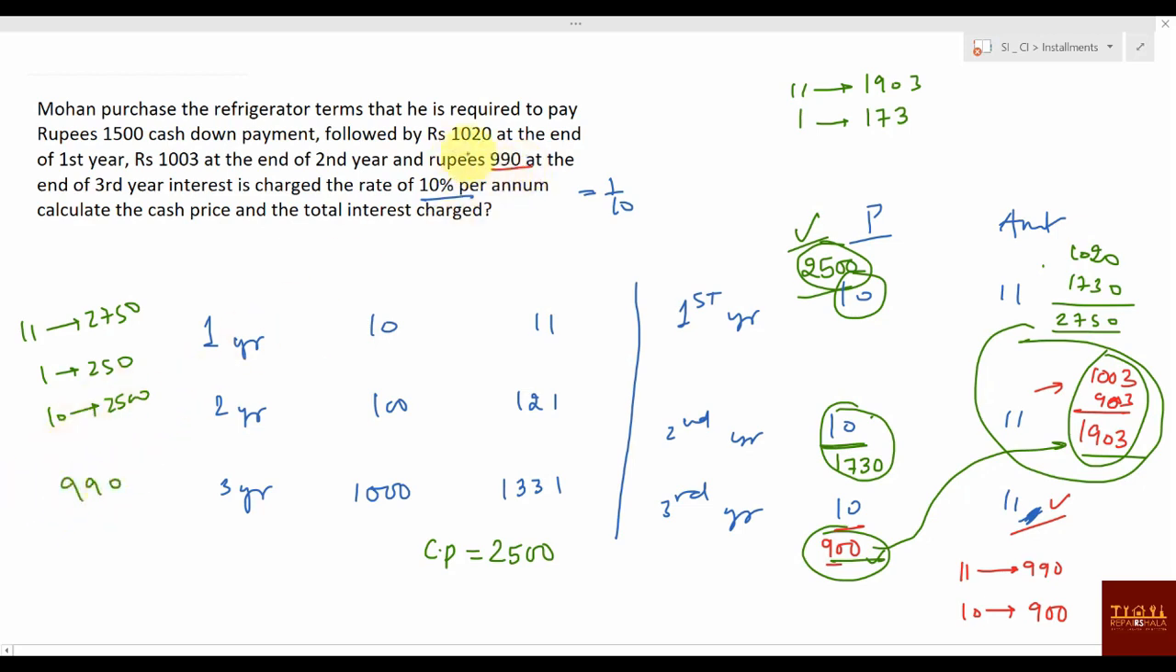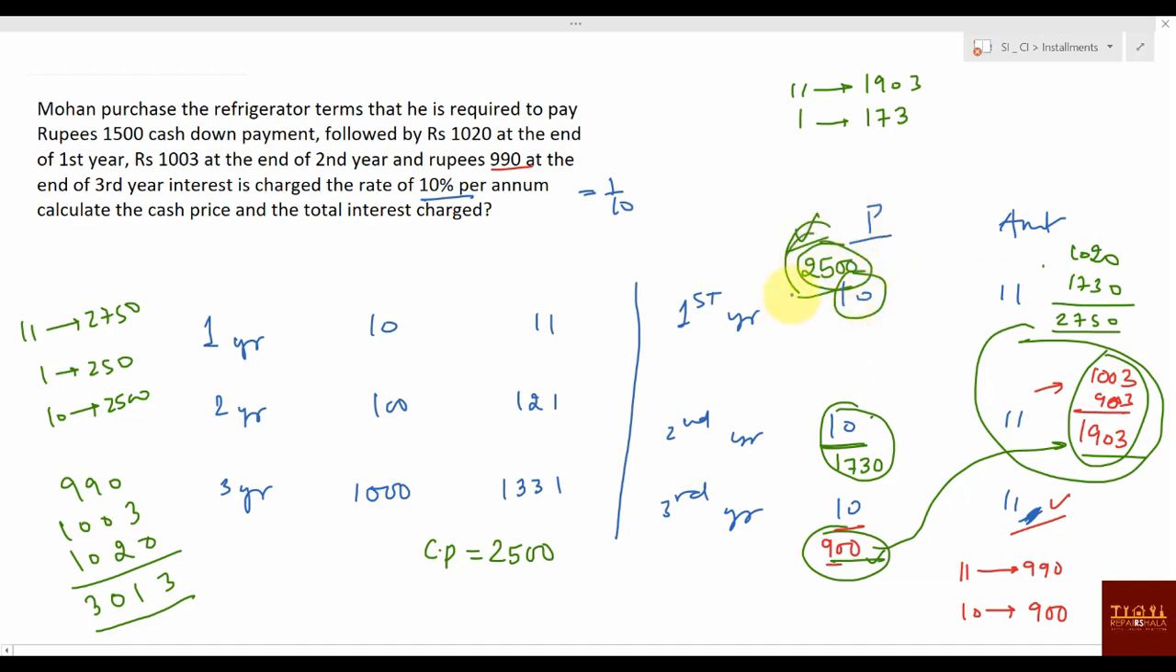And then how much have you paid? Then you have paid 990, 1003. And how much have you paid? 1020. So you can say 3103, right? Yeah, sorry. So this one is after down payment. So this one is on this amount you were getting the interest.